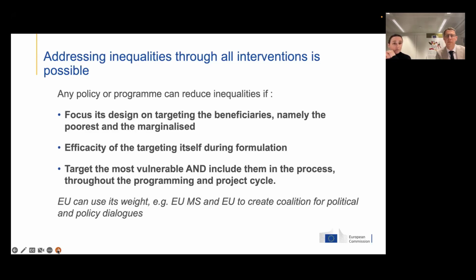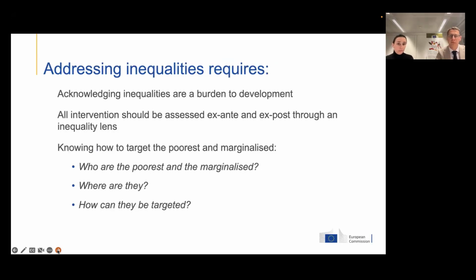In addition to targeting the most vulnerable and marginalized, we also need to include them in the process through the programming and the project cycle. But as Teresa has mentioned, it could be very difficult to reach them. It's one thing to target them, but it is another thing to reach them and then to include them in the project cycle. And we'll give you now some tips on how to do it. So the first thing is indeed to ask some key questions. Who are the poorest and marginalized? Where are they? How can they be targeted? And in order to do that, we will review some guidance, which could be very useful to answer these questions.